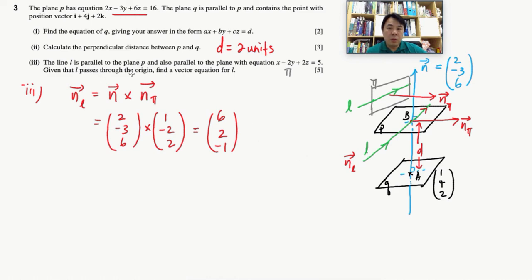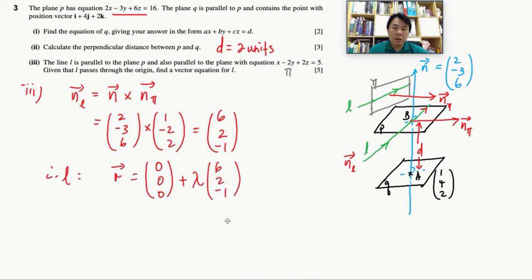Because we are given that this line L passes through the origin, therefore the equation for line L will be given as, all we need to do is just write down L, it passes through the origin, and in this case it has this direction, 6, 2, -1. Or for simplification, you can actually write it down as such. And then there you have it. That will be the equation for line L in its vector form. So I hope that has been useful to your understanding.